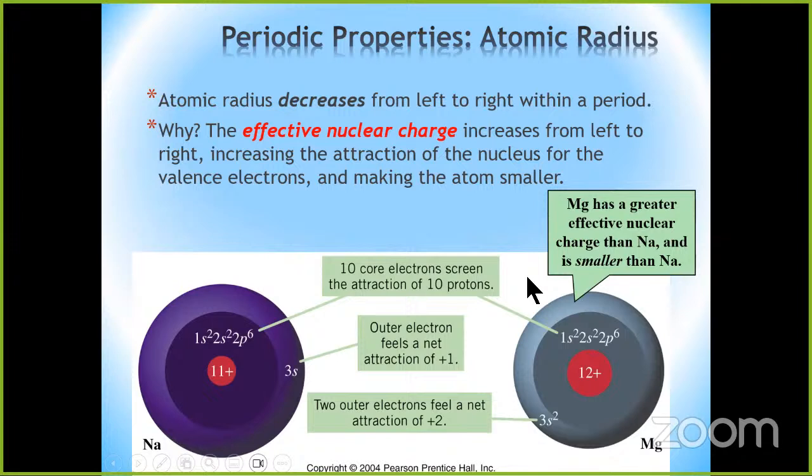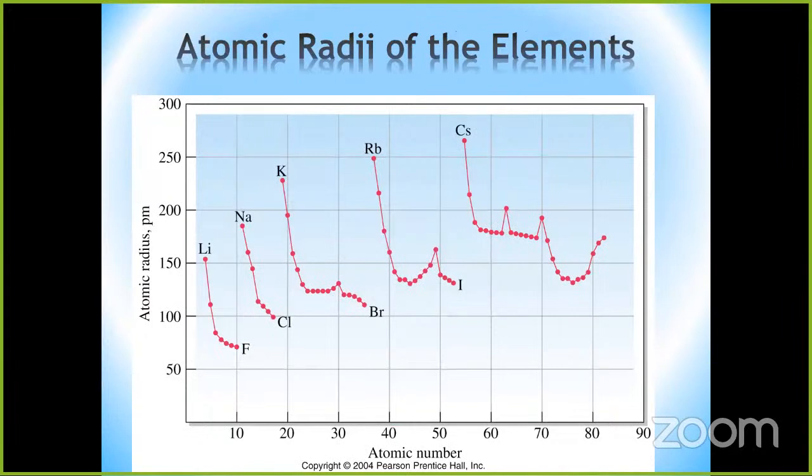So just to recap, going down the group, the atomic size will increase. Going from left to right of any period, the atomic size will decrease. Okay, and this is just a graph which shows you the general trend that I just described. So in period 2, which starts with lithium and ends with fluorine. Oh, by the way, let me explain what this is all about.